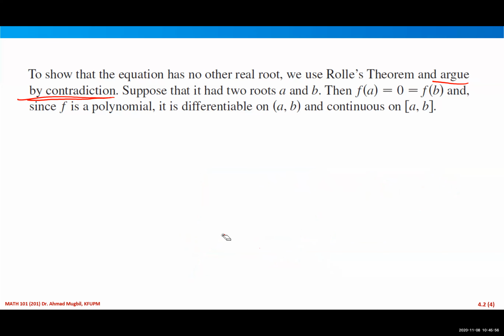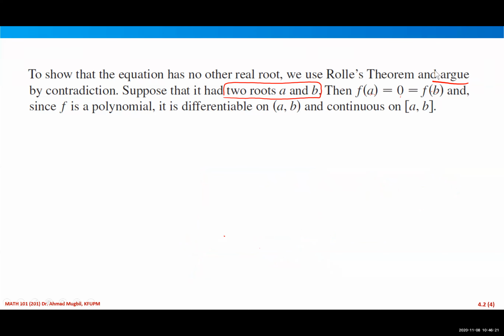So I will assume that there is more than one. Let's say there are two. So we will suppose that there are two roots, two solutions for this equation. This means, of course, that the value of the function at these two solutions is 0 because they are solutions. And now this function will satisfy Rolle's theorem, meaning it is continuous on a closed interval and f of a equals f of b.